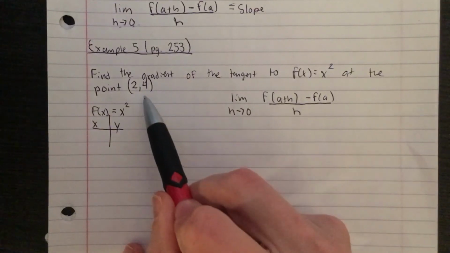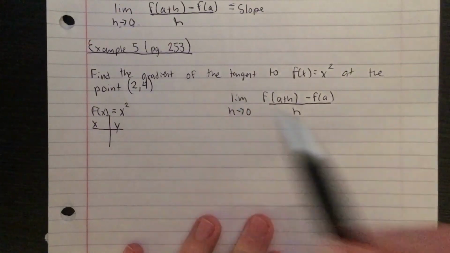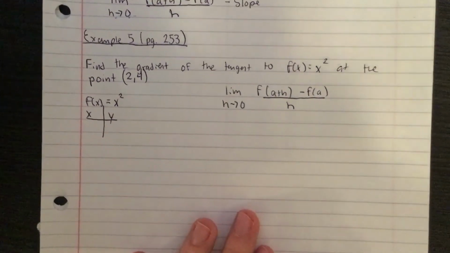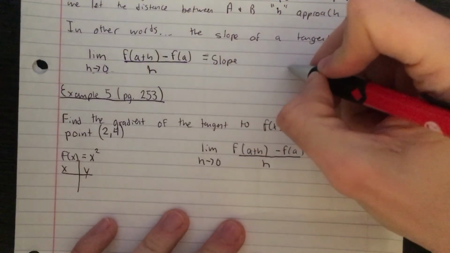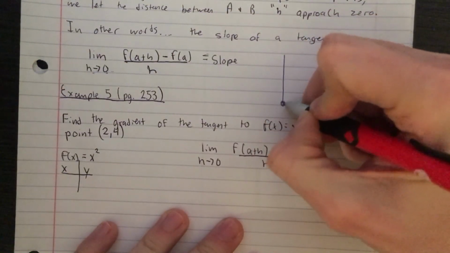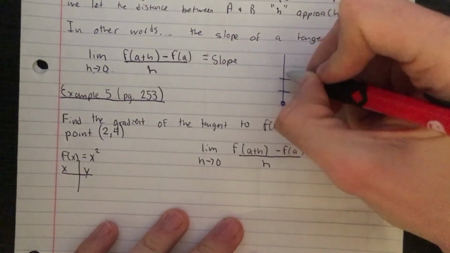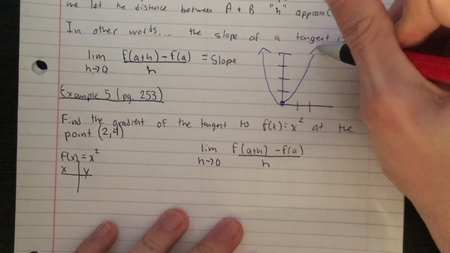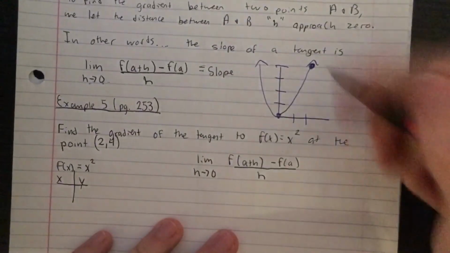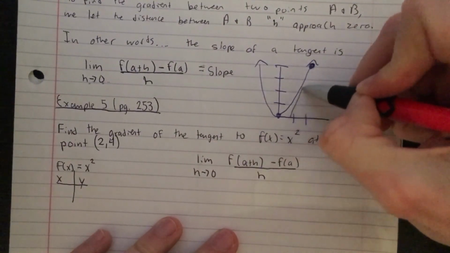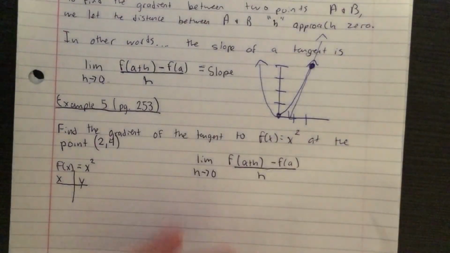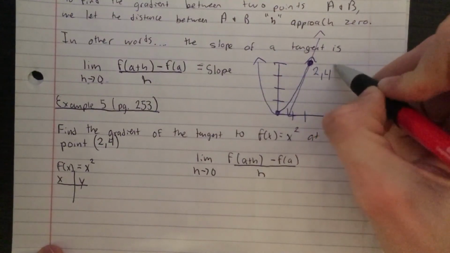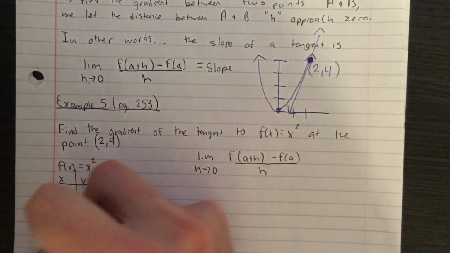So what we're doing here, we're going to find the slope, find the gradient of a tangent to x squared at the point 2, 4. So mathematically, I think it's important to visualize what we're doing. So we want to find the tangent line to this point right here. So like maybe if we drew it like that, except now we want to use math to do this. So the coordinate that we're given here is 2, 4.